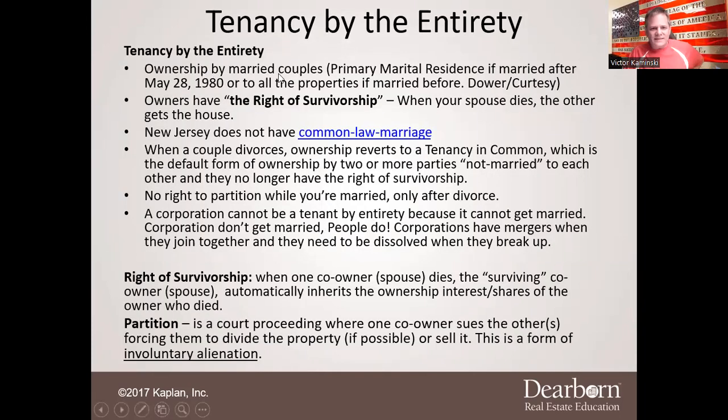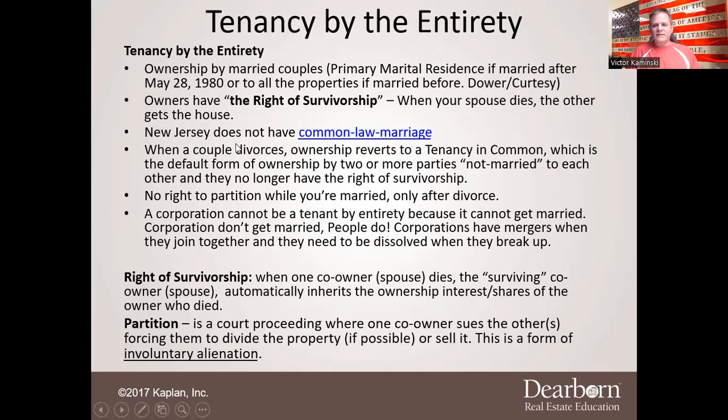So the tenancy by the entirety is ownership by married couples, at least for the primary marital residence, if married after May 28, 1980, or to all properties if married before, because we got the dower courtesy right thing, right? So owners have the right of survivorship, at least for the primary marital residence. So when your spouse dies, the other gets the house.